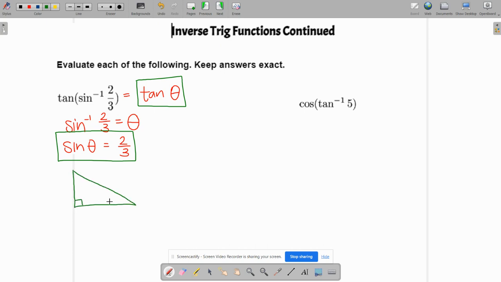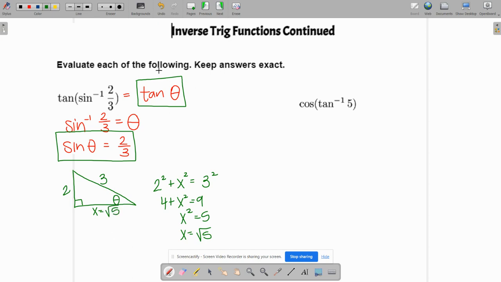So if I have a right triangle, and let's say I put theta in this acute angle, it could be in either one, but it's going to impact your picture. If theta is here, the opposite side is 2 and the hypotenuse is 3. If I can figure out what this side is, then I can figure out the tangent of theta because it would be opposite over adjacent. So let's use the Pythagorean theorem. 2 squared plus, let's call this side x, plus x squared equals 3 squared. So 4 plus x squared equals 9. So x squared equals 5. And therefore that side length is the square root of 5.